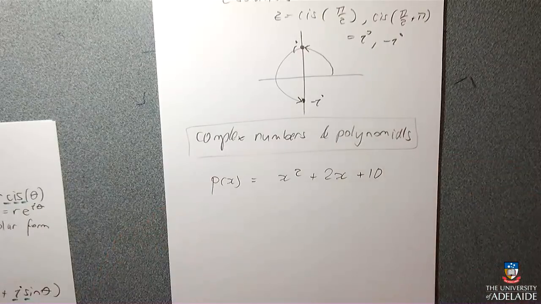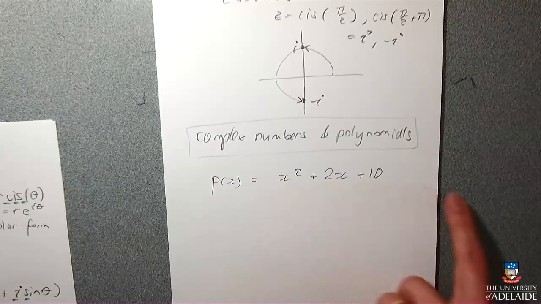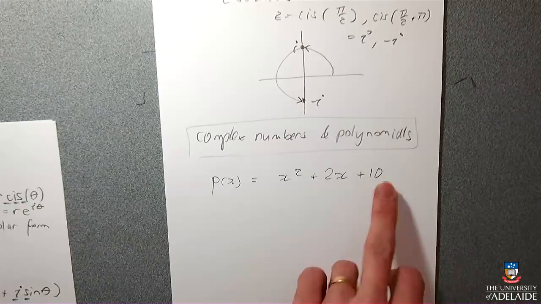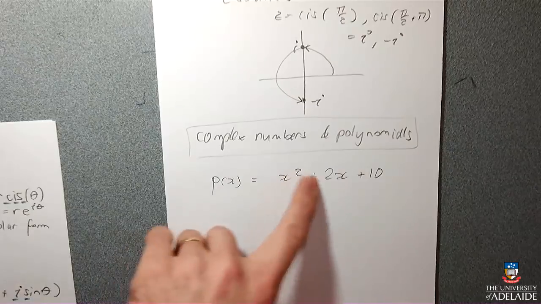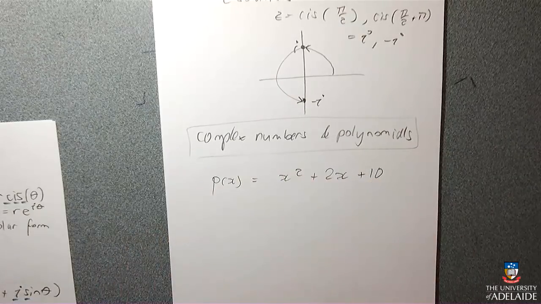For example, this doesn't have any zeros if x is real, because this number is always more than 0 if x is real. It's always more than 10 if x is real. Maybe not more than 10. If x was between minus 2 and 0, there would be some negative answers to this, but none of them are smaller than 10. So if you wanted to factorize this, you had to use complex numbers. And the quickest way of doing it is to use the quadratic formula.